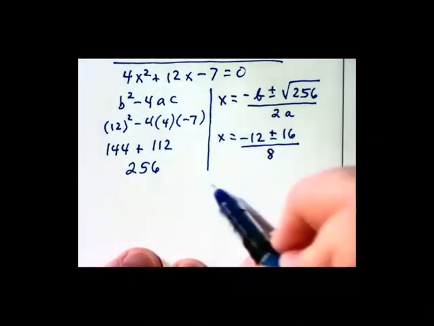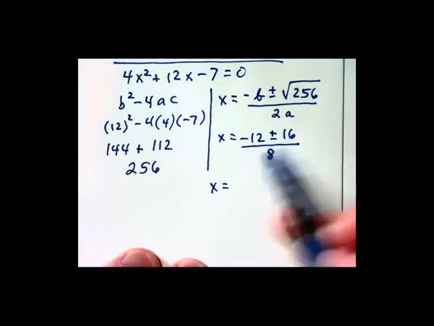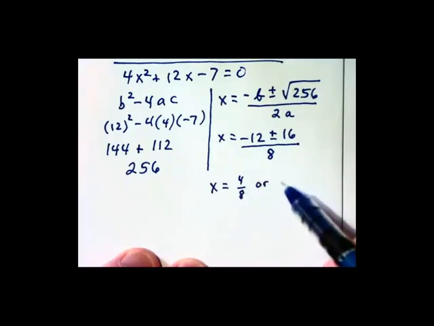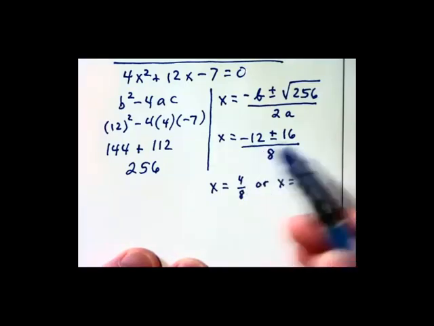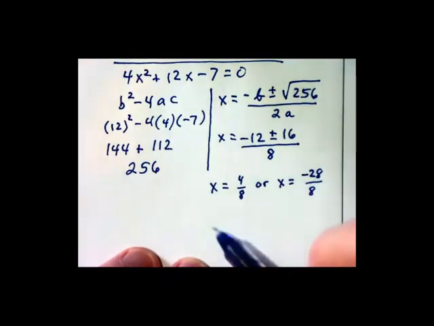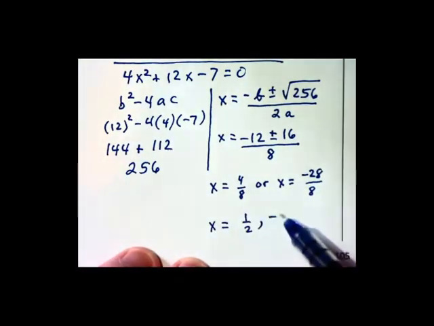And so we're going to get x equals, adding in the numerator, negative 12 plus 16 gives us 4/8, or x equals negative 12 minus 16 makes negative 28 over 8, and each of those fractions can reduce, giving us 1/2 or negative 7/2, which we knew was the answer from up above. I basically divided both numerator and denominator by 4 to get those values.